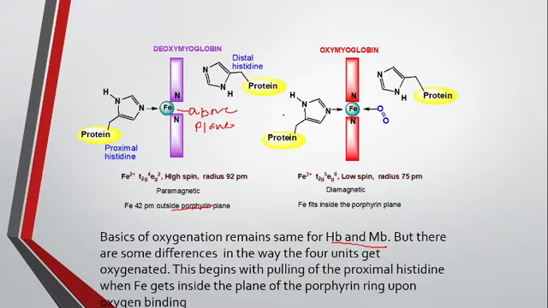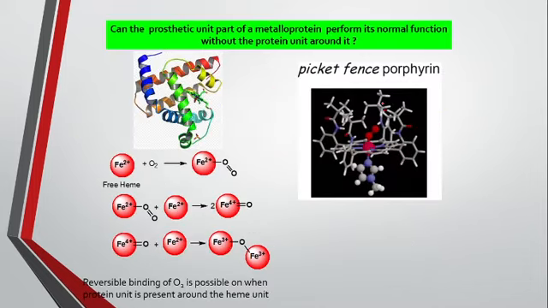Okay, and then what happens? This histidine goes to the distal manner. That means this histidine pulls the Fe inside the porphyrin ring, and that's why it shows a planar structure. Due to the planar structure, the oxygen binds in a bent shape to the Fe, and that's why CO cannot bind to the Fe. Okay, this is the mechanism of the binding of oxygen.